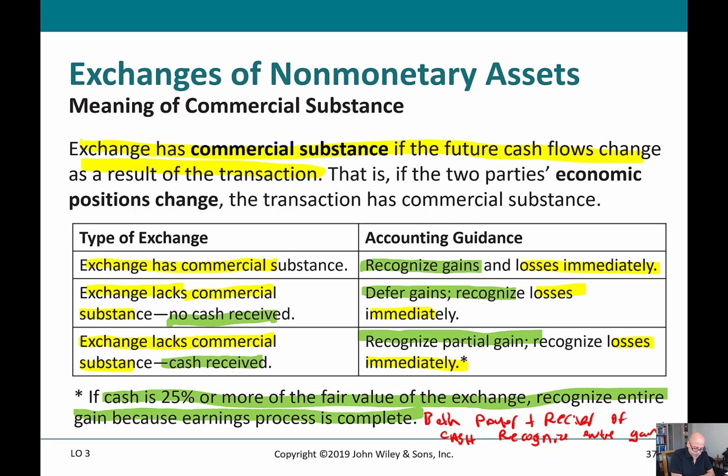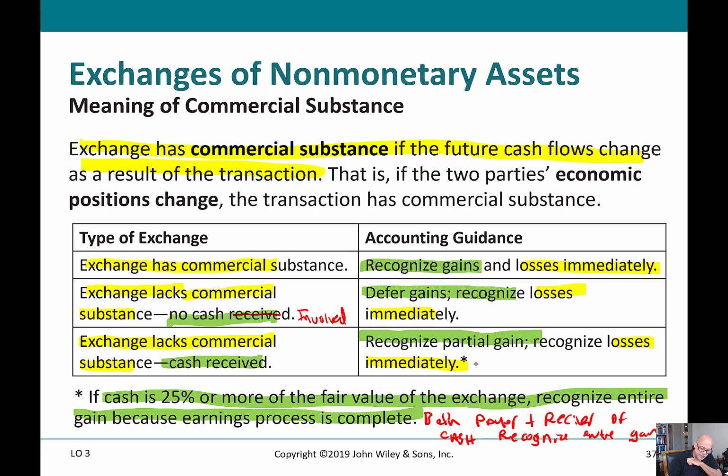Okay, so let's look at that situation again. Instead of no cash received, just put no cash involved there. I think that is a little better. There's no cash involved in the transaction. Then what? Defer the entire gain. Don't recognize it. Now, if cash is involved and the cash constitutes less than 25% of the total consideration, then the entity receiving the cash will take a partial gain. The entity paying the cash will not take any gain, okay?